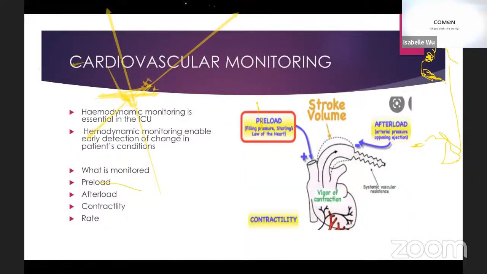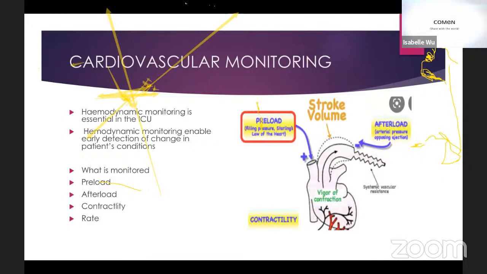Okay, so cardiovascular monitoring. I'm going to slow down a little here because a lot of what we do in the ICU is actually cardiovascular monitoring. Hemodynamic monitoring is essential in the ICU, okay? Because we're only alive because we're breathing and our heart is beating. Now, for us to be able to detect changes in the patient, hemodynamic monitoring is essential.